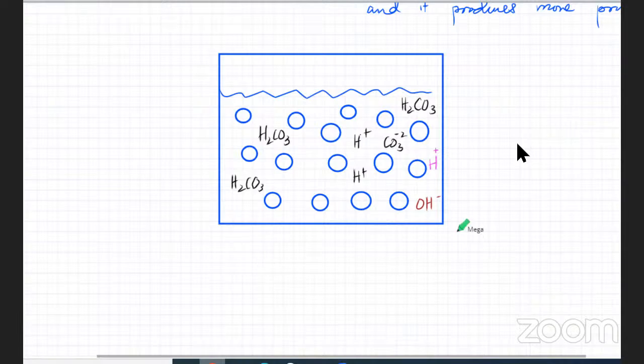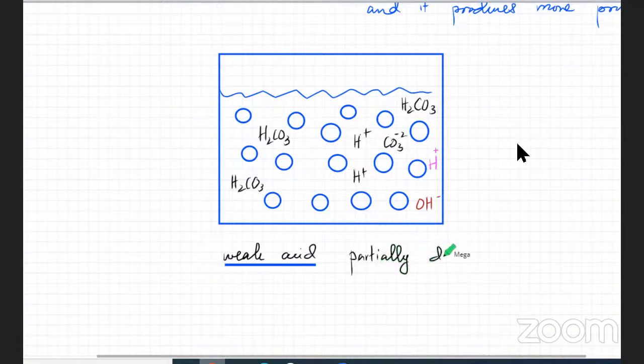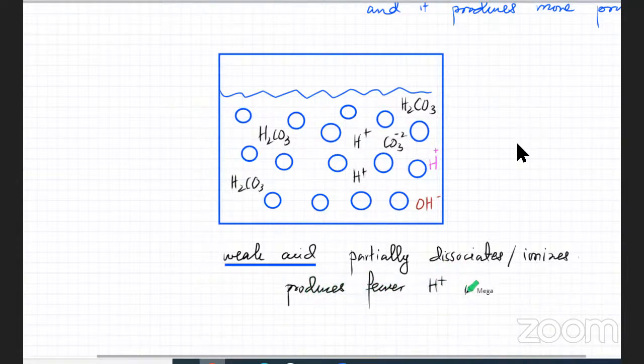So this is known as a weak acid. It partially ionizes or dissociates. बल्कि दोनों words use कर लेता हूँ. ठीक है, partially dissociates, ionizes, and produces fewer H+ ions. ऊपर वाले में भी ना मैं वो dissociates के साथ ionizes भी add कर रहा हूँ, ठीक है?